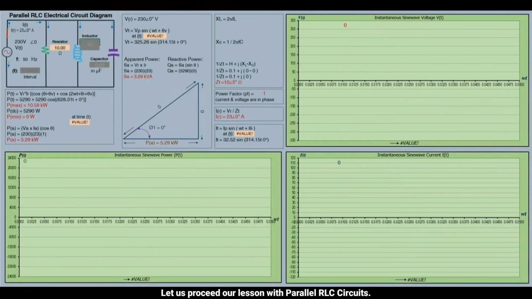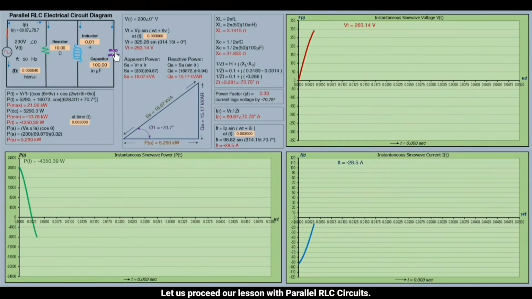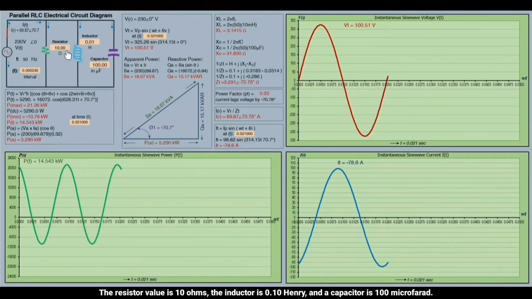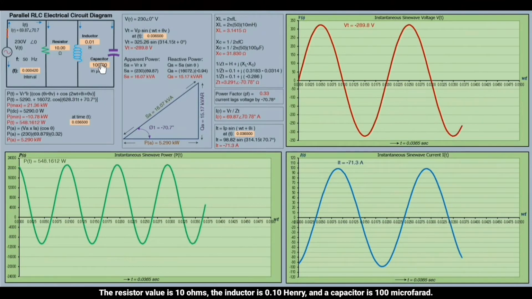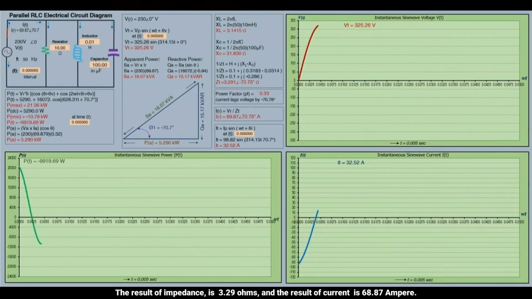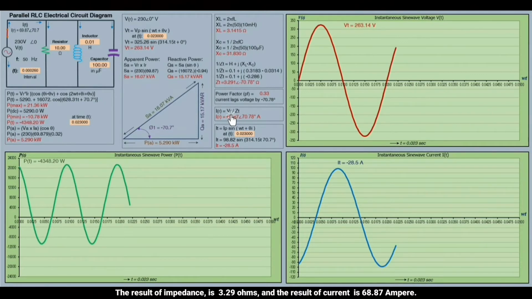Let us proceed with our lesson on parallel RLC circuits. The resistor value is 10 ohms, the inductor is 0.10 Henry, and the capacitor is 100 microfarad. The result of impedance is 3.29 ohms, and the result of current is 68.87 amperes.